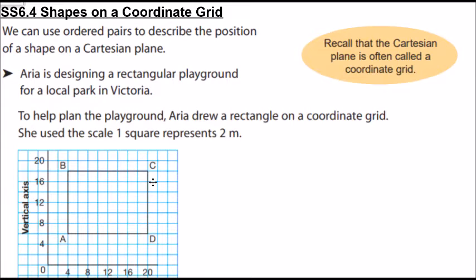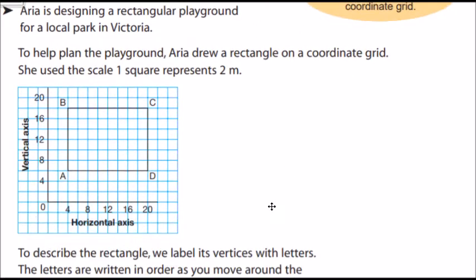Arya is designing a rectangular playground for a local park in Victoria. To help plan the playground, Arya drew a rectangle on a coordinate grid. She used the scale 1 square represents 2 meters. So here we have her grid, and we have her horizontal axis and her vertical axis. She has made each one of her boxes worth 2, so 1 square is 2 meters, and she has drawn this rectangle on the grid.